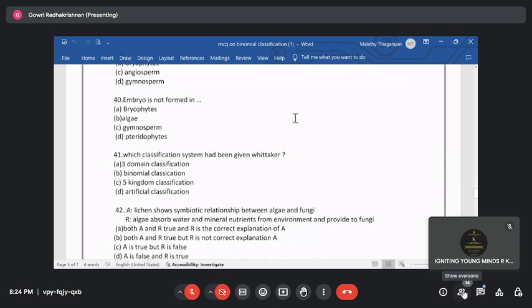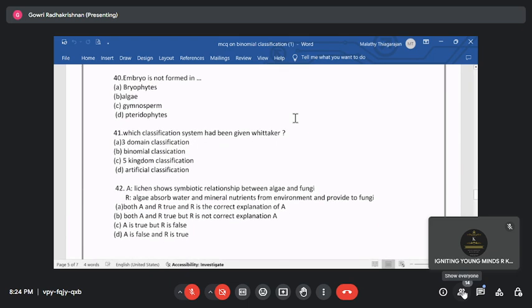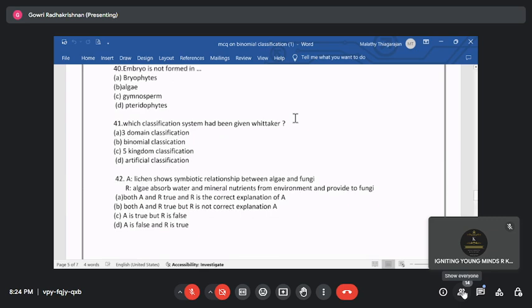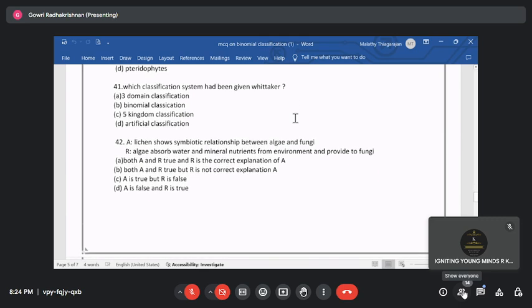All right. The embryo is not formed in? Algae, ma'am. Yes. The zygote is formed and the cell divides. It produces the new cells from the zygote. Directly, the new cells are produced in algae. So that's why no embryo is formed.